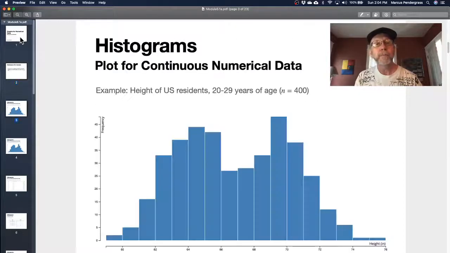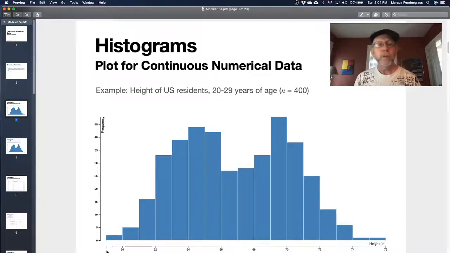Here's an example. This is a histogram. A histogram is a graphical representation of the distribution of a continuous numerical variable. In this case, we're looking at the height of U.S. residents aged 20 to 29 years of age, and we're looking at data from a sample of 400 individuals. What you can see here is a bar chart that basically gives that information we talked about in thinking about a distribution.